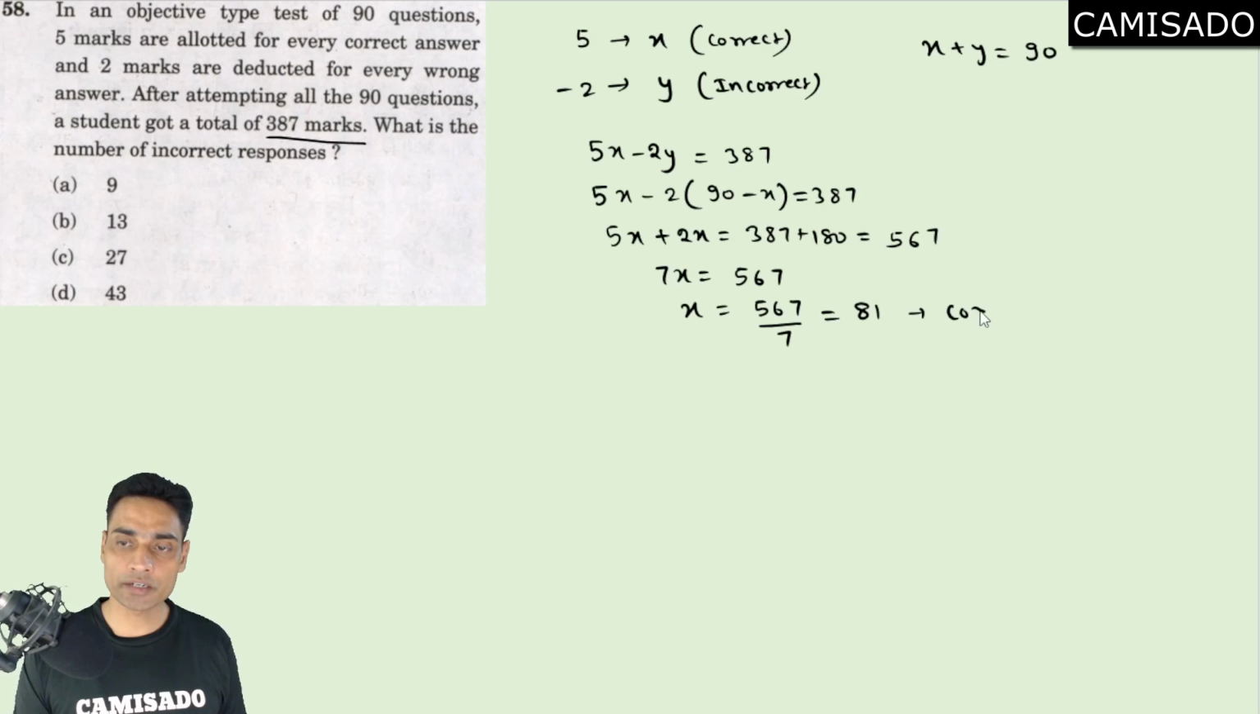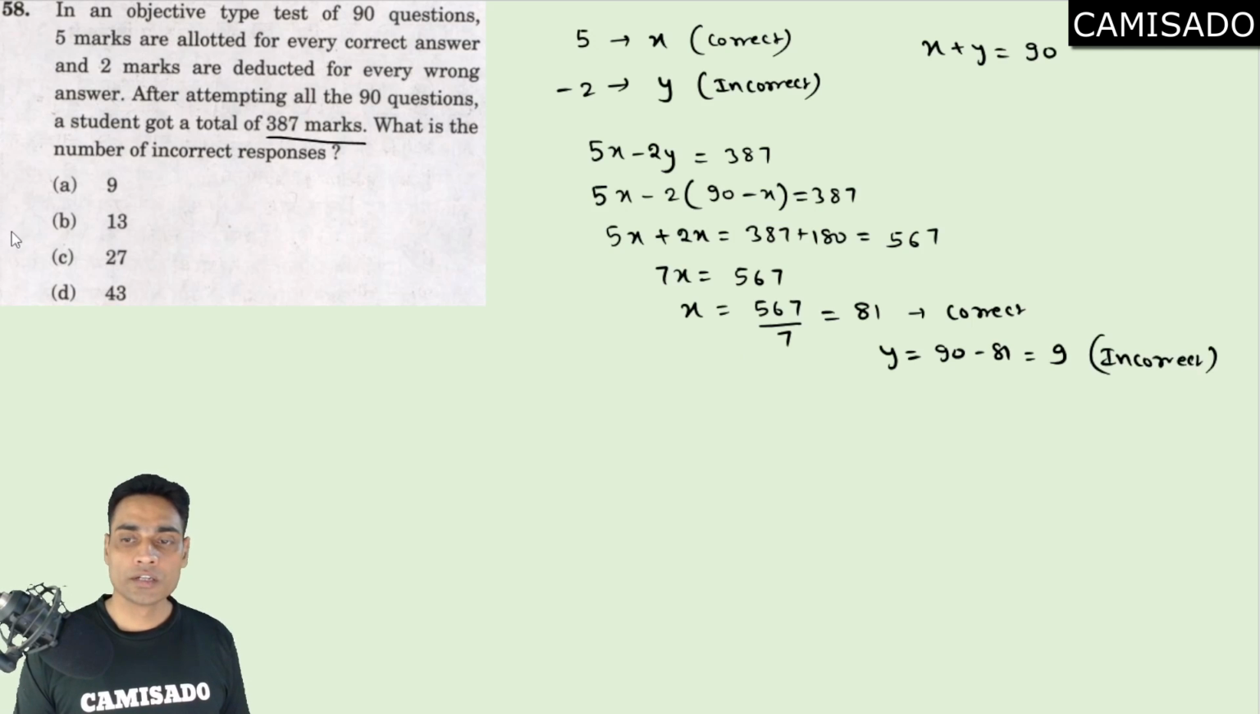So these are correct responses. So y equals 90 minus 81 equals 9. These are your incorrect responses. So 9 responses are incorrect. This is the first way of solving this particular problem.